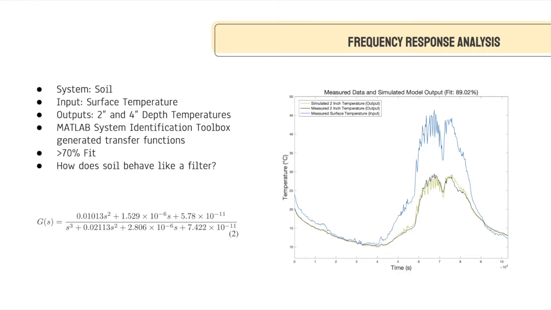In addition to the 10%, 50%, 90% heuristic for determining phase offsets, we analyzed the soil like a system, in which the input signal was the temperature at the surface and the output was the temperature at the 2-inch or 4-inch depths. We used the MATLAB system identification toolbox to generate transfer function estimates between the two signals. We were able to get an over 70% fitting model for each of these datasets.